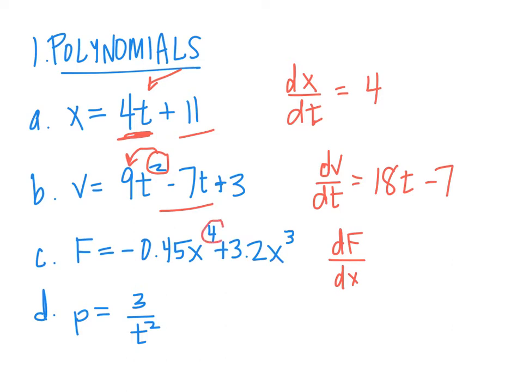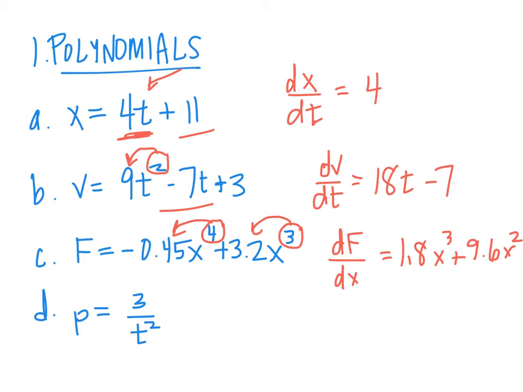We look at the exponent, which is a 4, times this coefficient. So 4 times negative 0.45 would be negative 1.8. And then we lower that exponent from x to the 4th power to x to the 3rd power. Just subtract 1 from the exponent. And then we have another term here. So here the exponent is 3. So again, we're going to multiply that by the 3.2. So that's going to be 9.6. This exponent drops by 1, x to the 2nd power.